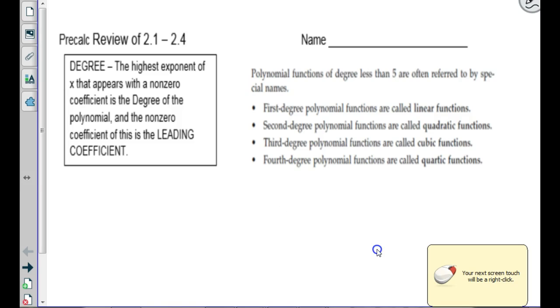All right, so at the top, this is on worksheet 7A.